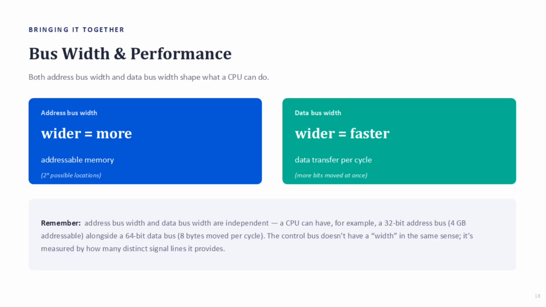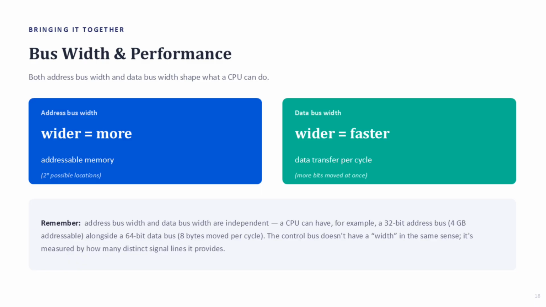Let's begin with the address bus. Remember the formula 2 to the power of n, where n is the number of address lines. A wider address bus allows the CPU to generate more unique memory addresses. That means the processor can directly access a large amount of memory. So, remember the simple relationship. Wider address bus is more addressable memory.